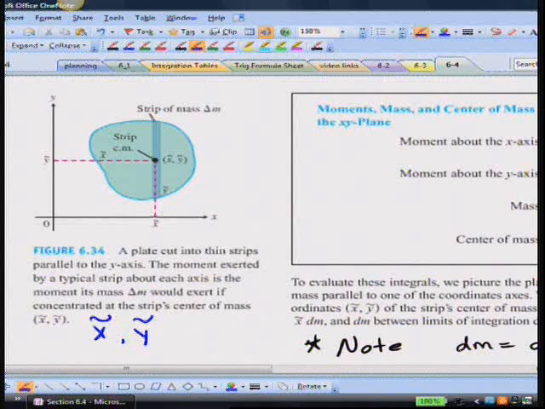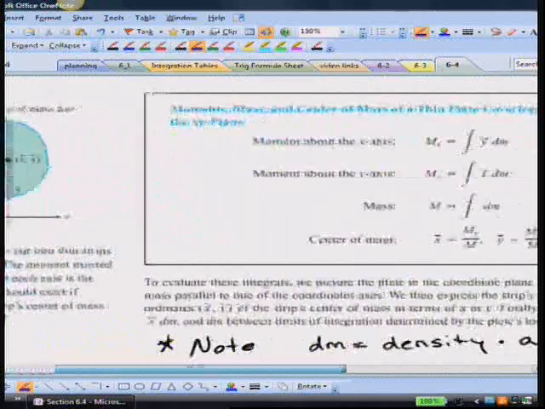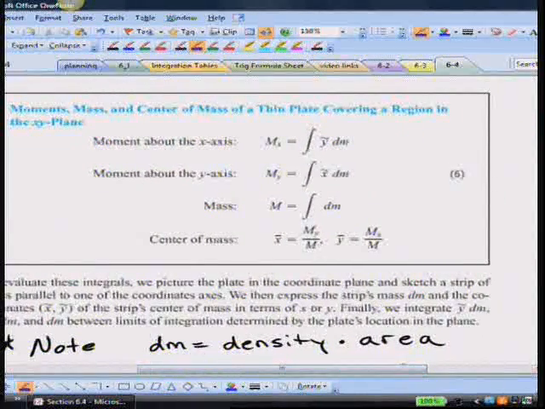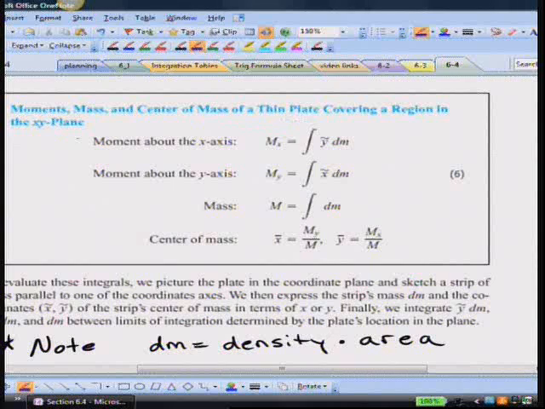So that's a little tilde, a little curly guy. And that's different than x bar, y bar. X bar, y bar is going to be for the whole plate. X tilde, y tilde is just for a particular strip. Okay, so the moments, mass and center of mass of a thin plate covering a region in the xy plane.